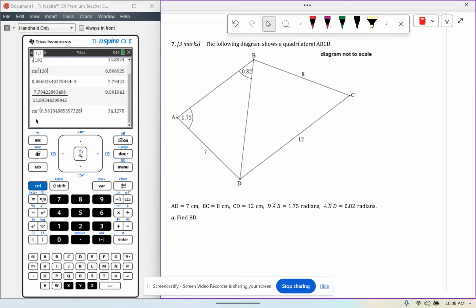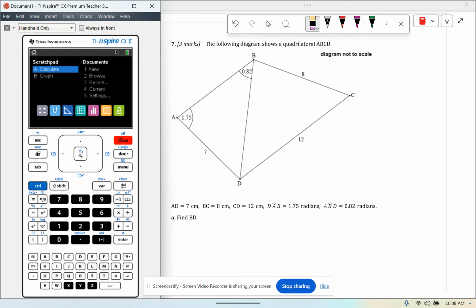So in question number 7, it says the following diagram shows a quadrilateral ABCD. Before I even start anything on the problem, I see that these are decimals. And if I added them all up together, I want them to be equal to pi, which is 3.14. So when these are really tiny decimals like this, I know that I'm going to have to be in radians. So let me just change to radians.